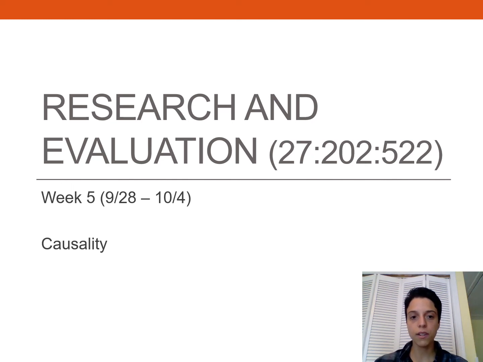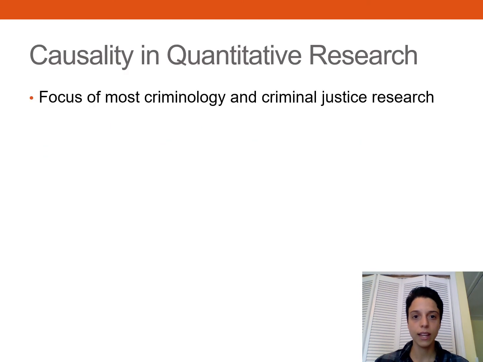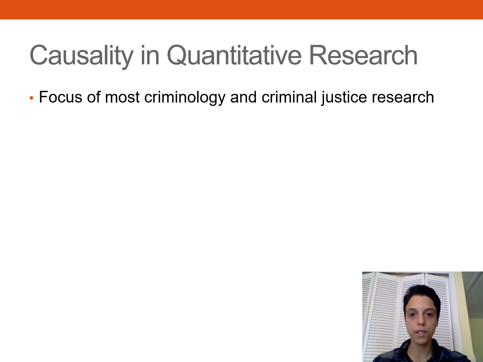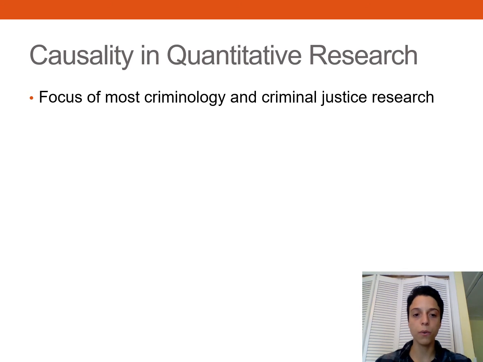The topic for today's lecture is causality, or how to establish whether one thing causes another thing using research. And this is important because most of research in criminology and criminal justice focuses on causation. There are some studies that look at the prevalence of different things or just generally describe the data, but a lot of what we try to do in crime and justice research is to understand what's causing different things. So what causes people to commit crimes? What causes people to support the police or be afraid of the police or, whatever the case is.